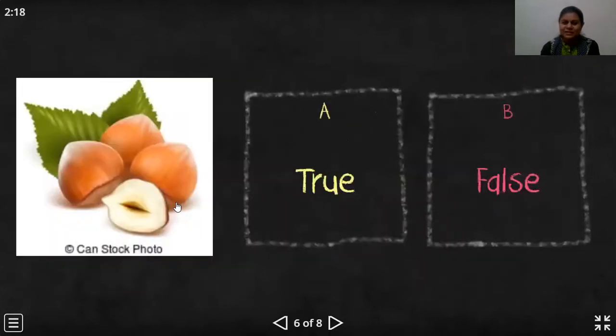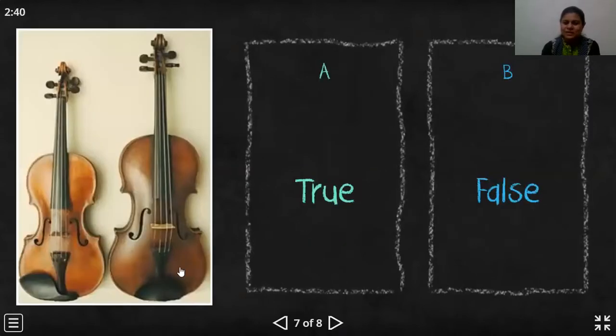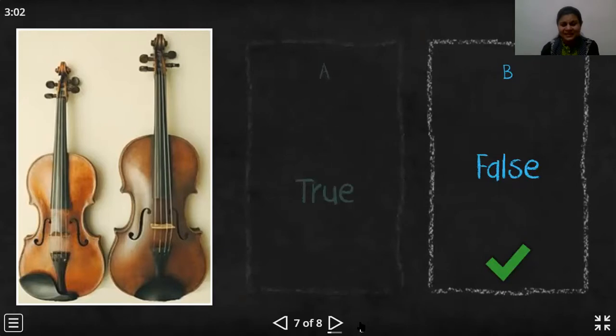Correct. And over here, what is this picture? Hazelnuts. Correct. Does that begin with letter H? H, hazelnut. It does, which means it is true. And what is this picture? Violin. Does violin begin with letter H? Let's see. H, violin? No, it doesn't. So we click on false. Yes, and we are right.